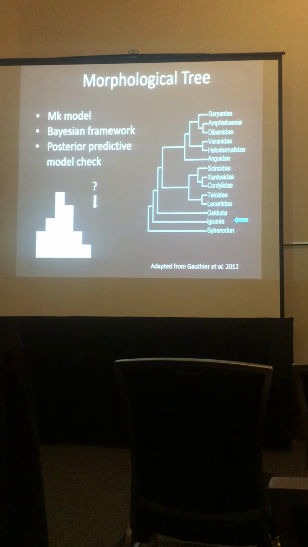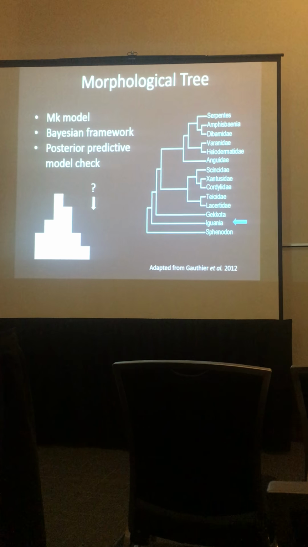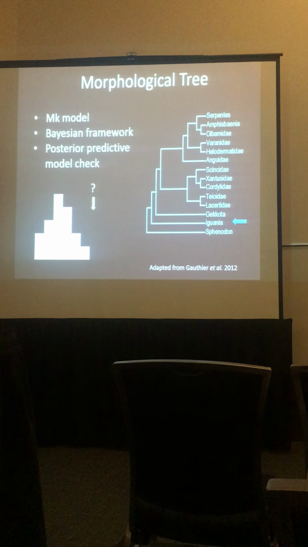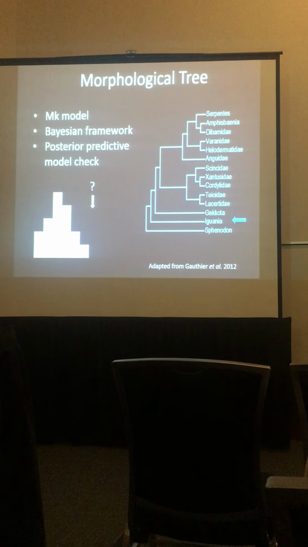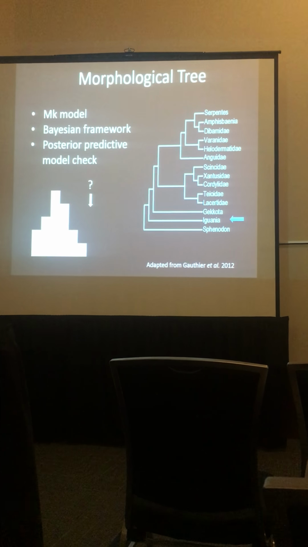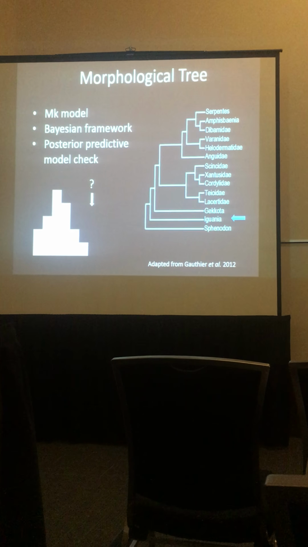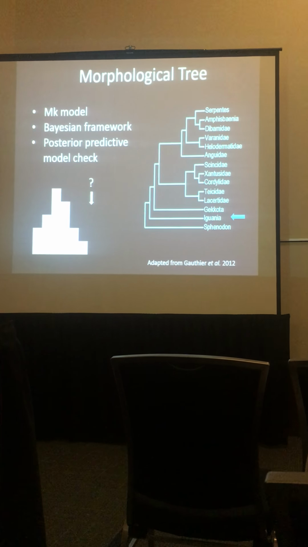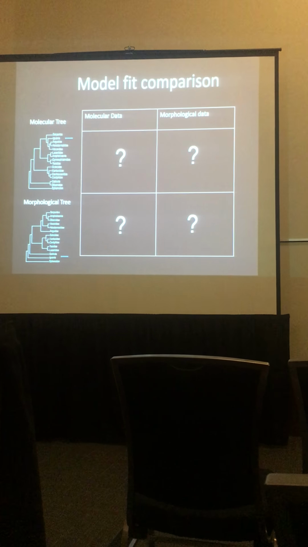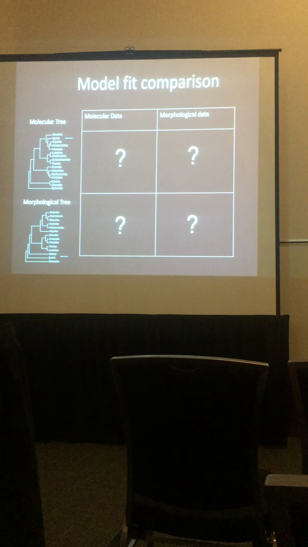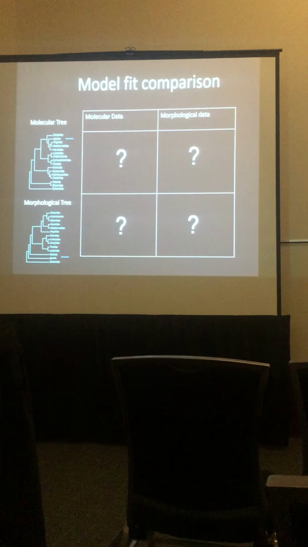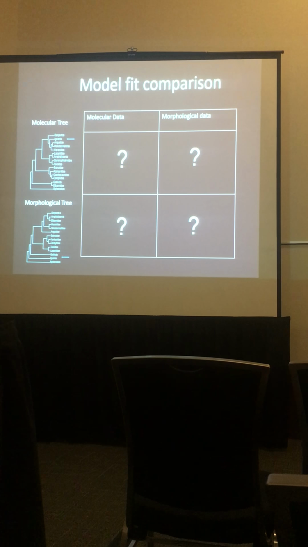And so the other thing that I've been talking about and thinking about recently is applying all of this also to the morphological data, because the process of this posterior predictive model check can basically be done with any model that can be implemented in a Bayesian framework. And so this Squamate tree provides a really valuable resource, an example to compare the two different data sets and look at model fit between the two and get some sort of general feeling of which one we should have more confidence in.